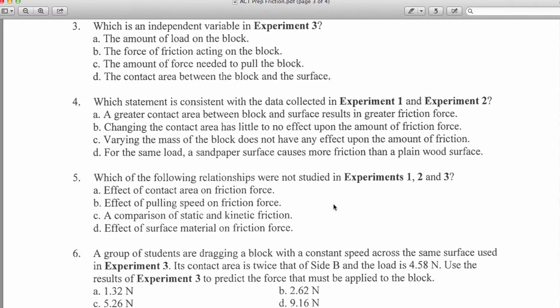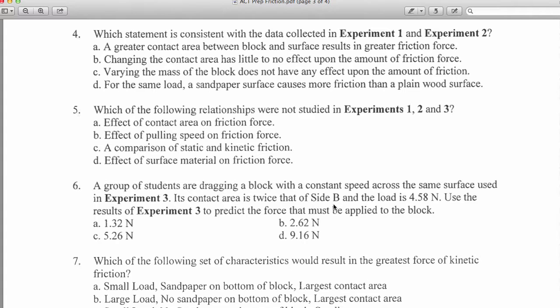Number 4. Which statement is consistent with the data collected in Experiment 1 and Experiment 2? A. A greater contact area between block and surface results in greater friction force. B. Changing the contact area has little to no effect upon the amount of friction force. C. Varying the mass of the block does not have any effect upon the amount of friction. Or D. For the same load, a sandpaper surface causes more friction than a plain wood surface.